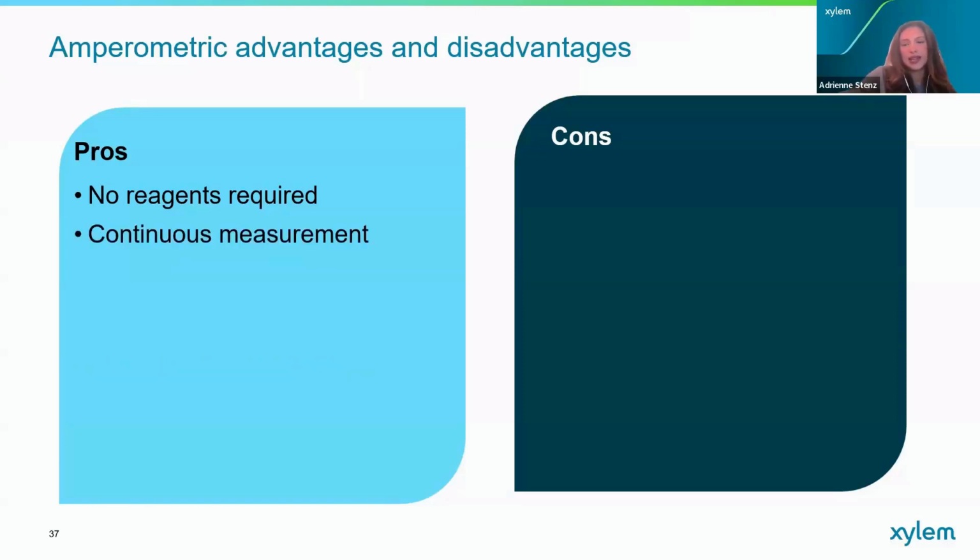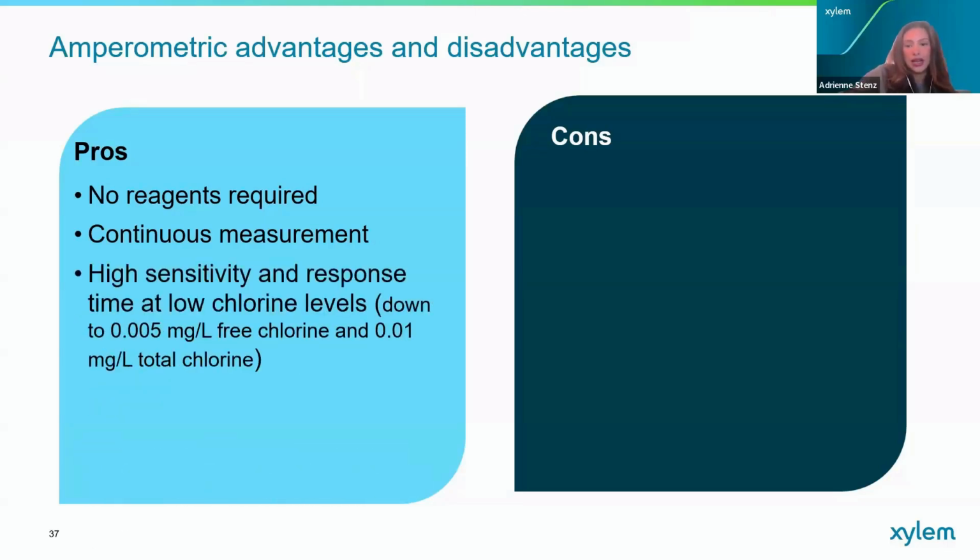They are continuous, unlike DPD analyzers, which take a measurement every couple of minutes. Amperometric sensors are always reporting live data, which makes them useful for picking up instant changes in water quality. Another benefit is high sensitivity at low chlorine levels. These sensors can measure into very low ranges, offering a higher sensitivity compared to DPD analyzers.